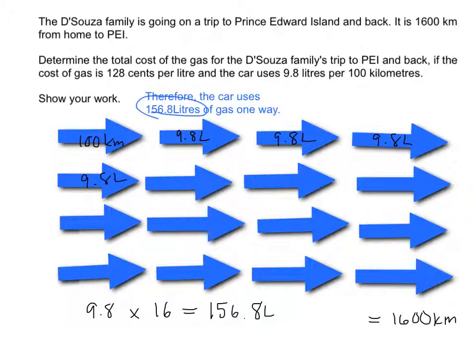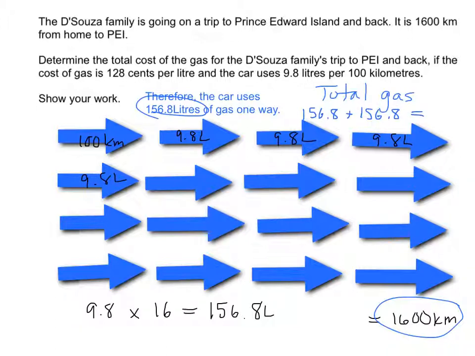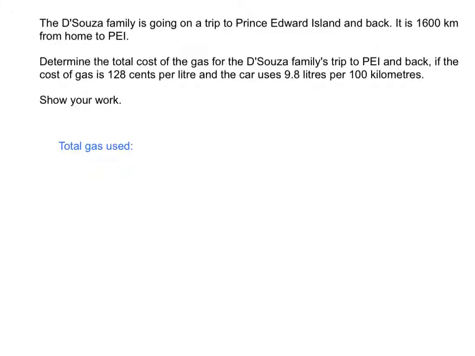Now, if the rate remains the same and they're traveling 1,600 kilometers on the way back, they're going to use another 156.8 liters. So altogether, how much gas is this car using? 156.8 plus 156.8 equals 313.6 liters. So the total gas used is 313.6 liters for this trip.